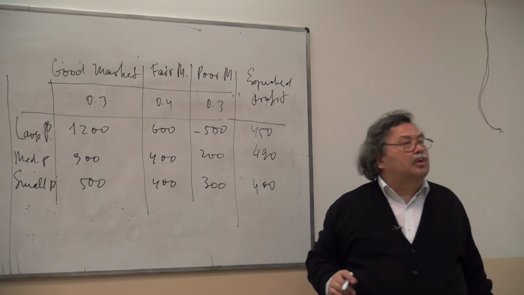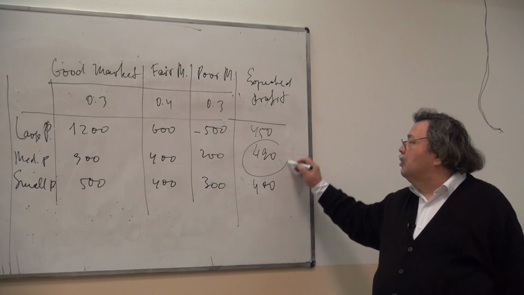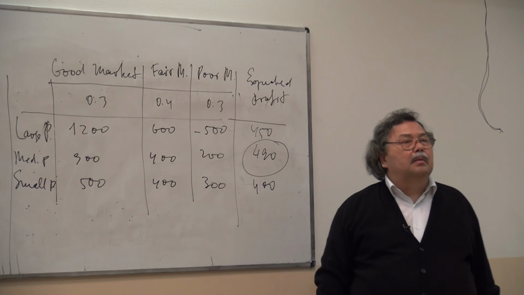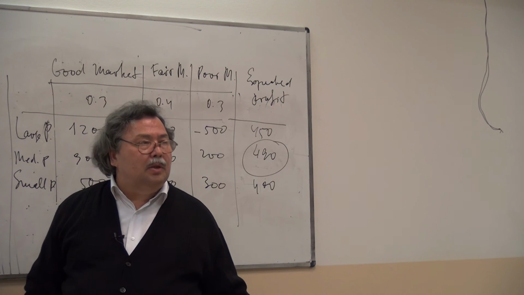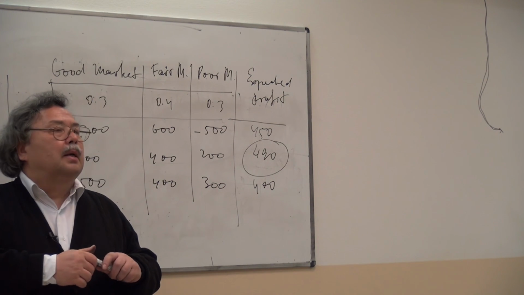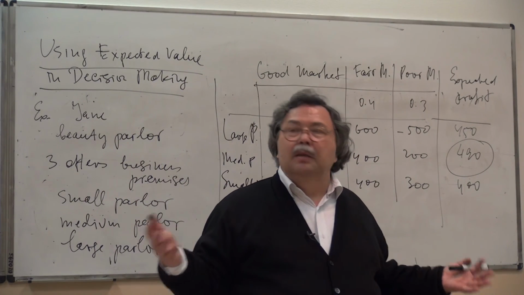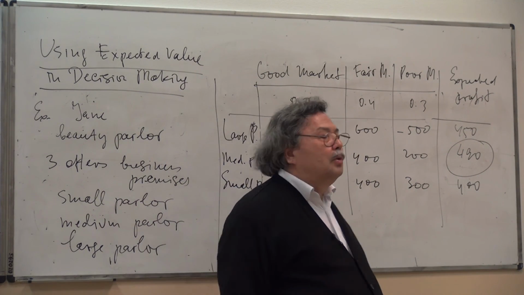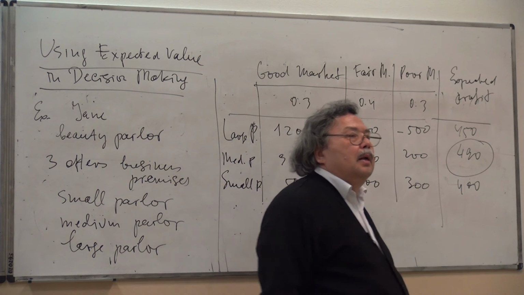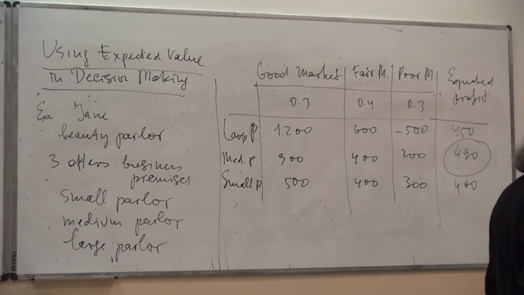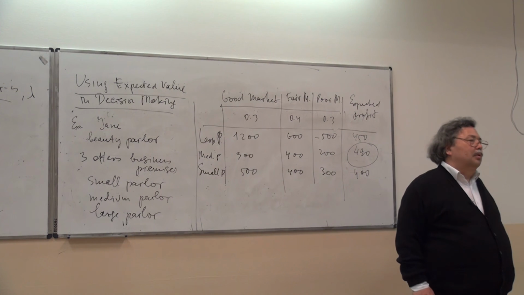Well, what should Jane choose? If she relies on this criterion, then this is her choice: 490, medium-sized parlor. Let me tell you that this criterion is actually used quite often in business practice because it's quite convenient, easy to use, very technological, and quite convincing too. But we must make some reservations. Expected profit as criterion is not always what we need to use.